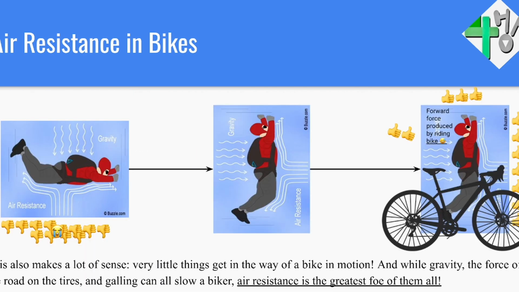And in fact, this actually makes a lot of sense, because very little things get in the way of a bike in motion, and while gravity, the force of the road on the tires, and the rolling resistance can all slow a biker, air resistance is, in fact, the greatest foe of them all. It slows you down very badly, and you have to figure out how to push yourself forward. So you can see here that these are some previous diagrams that we've also gone over. Notice that pushing the bike forward is really hard. The forward force produced by riding the bike is going to be very difficult to maintain if you have more air resistance as well, which is very bad.